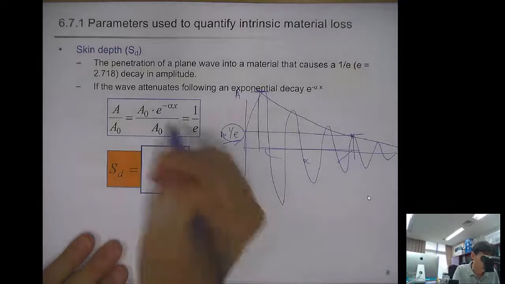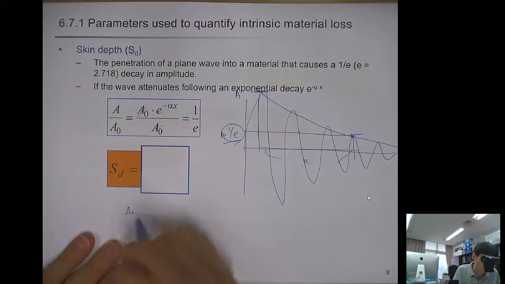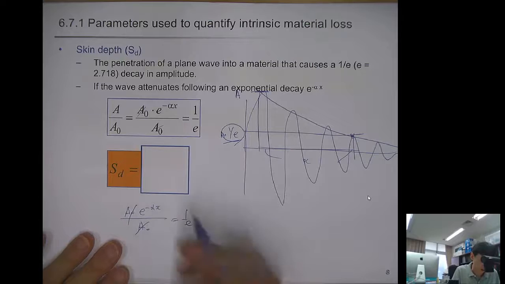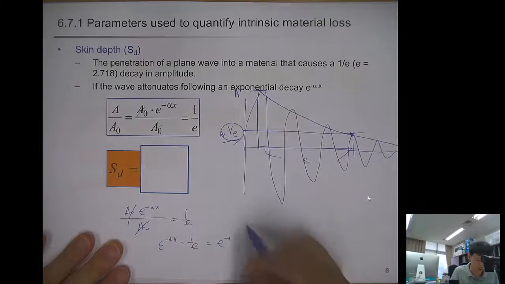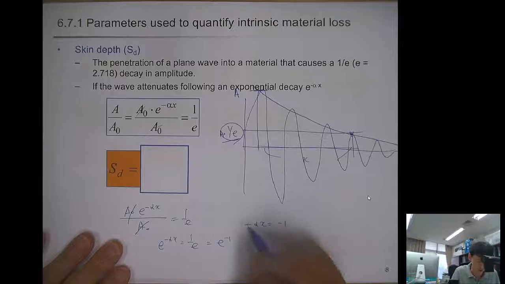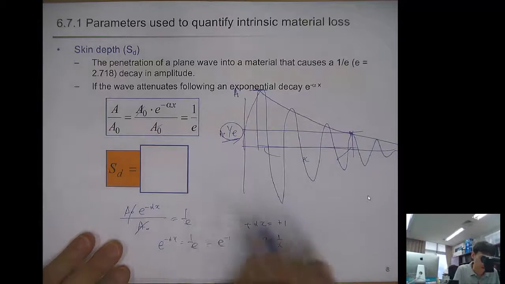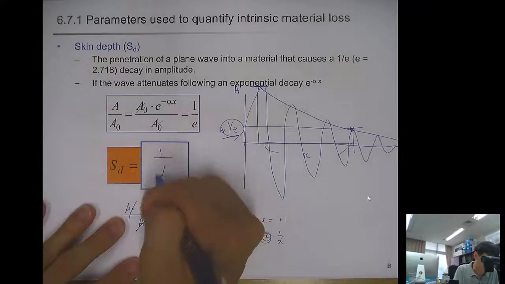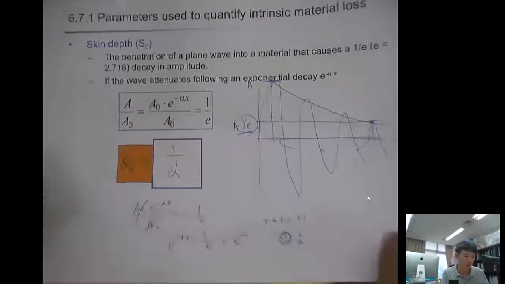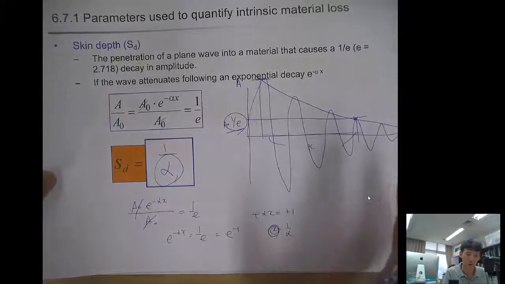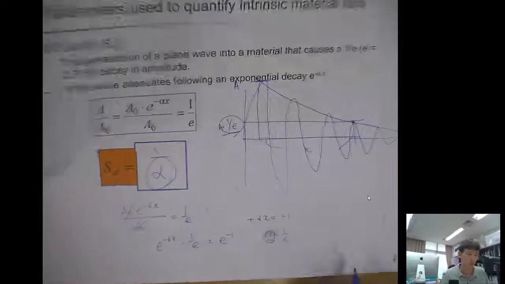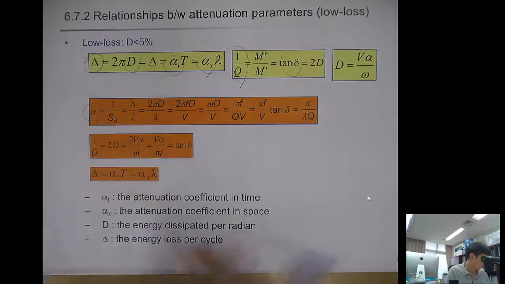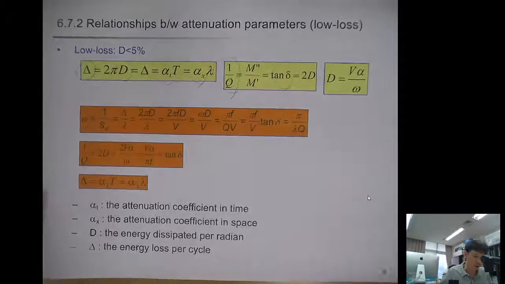So then you can solve this equation, right? Here A naught e to the minus alpha x equals 1 over e, and e to the minus alpha x is e to the minus 1, so minus alpha x is minus 1, so x is 1 over alpha. So the skin depth, the distance that the wave can travel, is 1 over alpha. If you know alpha, which is the attenuation coefficient, then you can estimate the skin depth. Okay, so these are the relationships between the attenuation parameters.